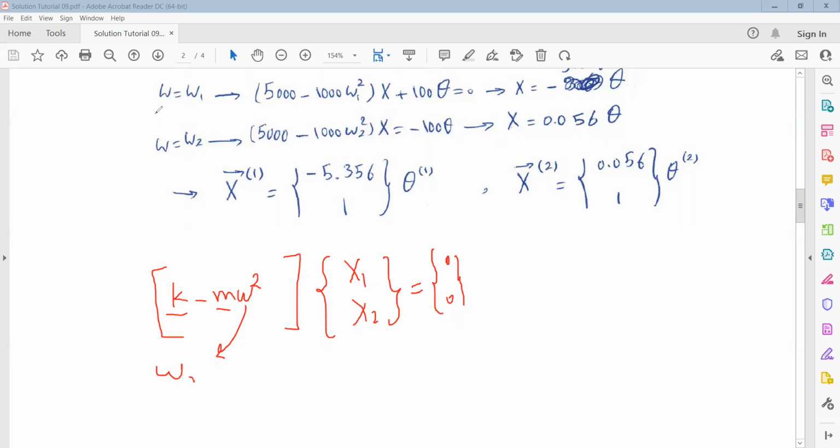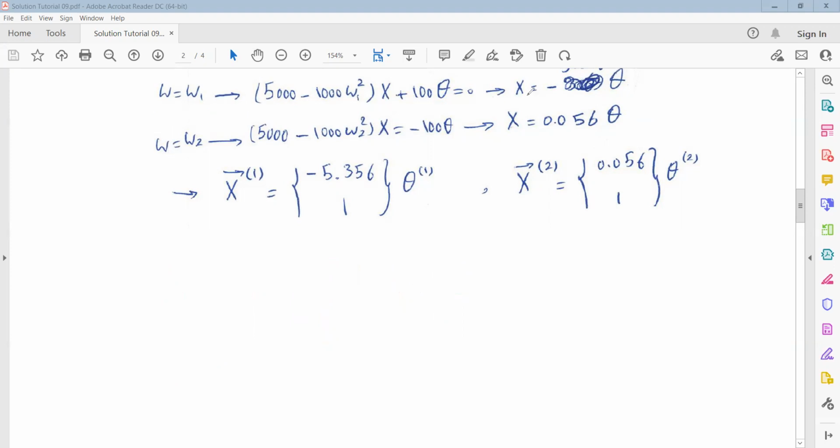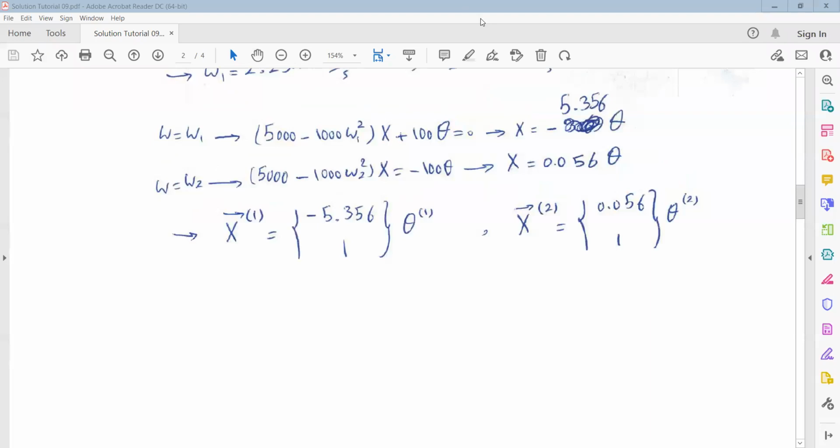Once we substitute omega 1, as you can see here, we can extract one equation with two unknowns, x1 and x2. Of course, x2 is theta and x1 is x. So we can substitute and extract this equation, and finally we can find a relation for x and theta. This is the first mode shape. For the second mode shape, we need to substitute omega is equal to omega 2, which is 2.6, and simplify it, and you can extract the second relation between x and theta, and this is the second mode shape.